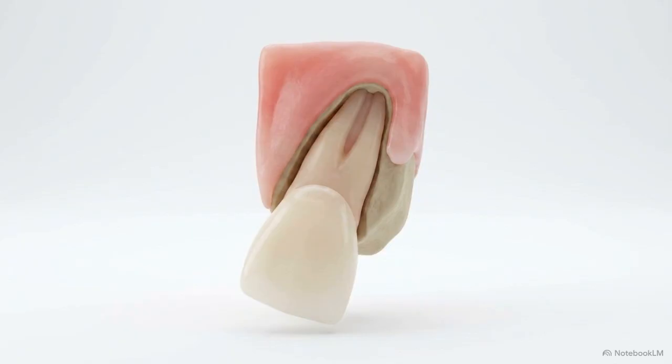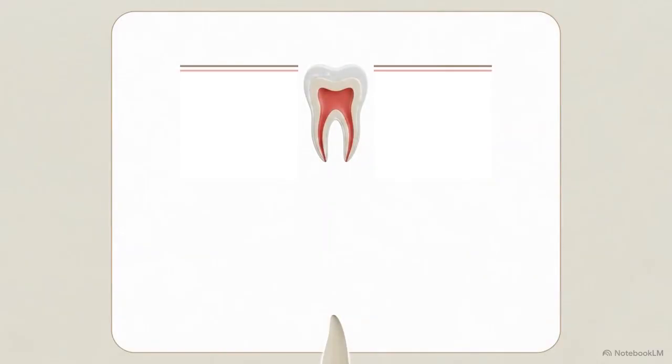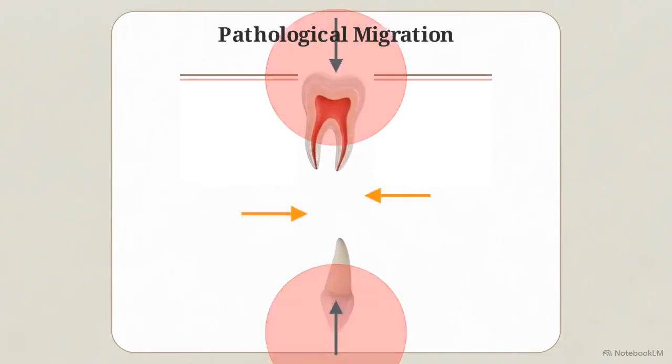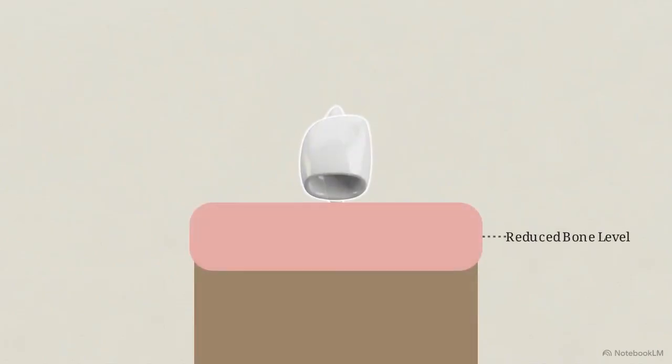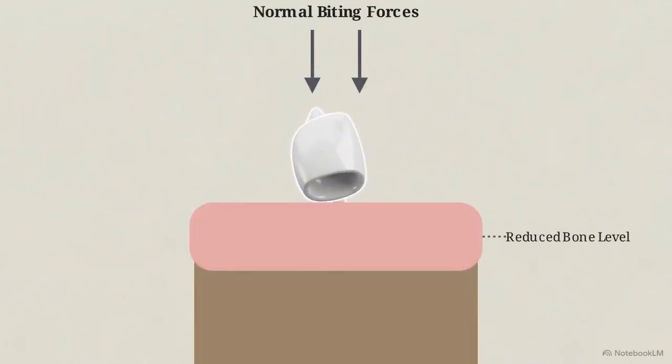The diagnosis is pathological tooth migration resulting from advanced localized periodontitis. This is likely exacerbated by secondary occlusal trauma on teeth with significantly reduced periodontal support. We must now address the patient's desire to close the diastema. Simply replacing the crowns is clinically inappropriate. With reduced bone levels, normal biting forces cause an exaggerated pivot, which would quickly destabilize the margins of new restorations.